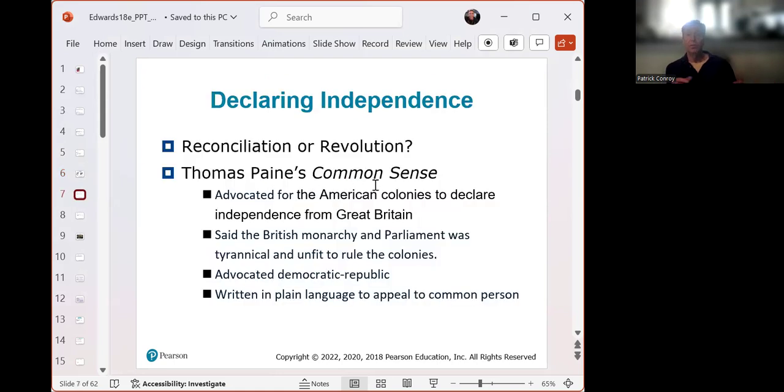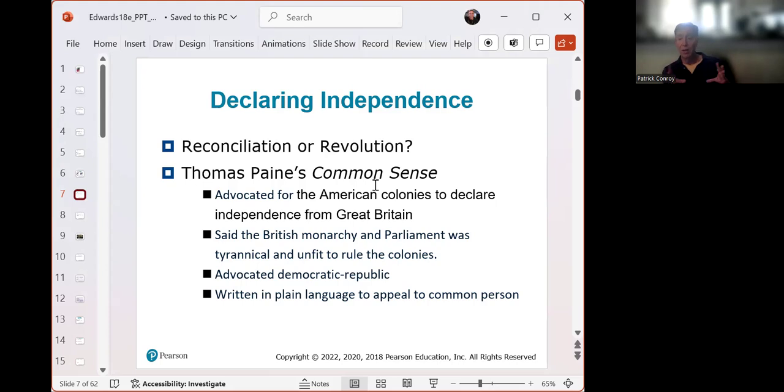So first, they were trying to sort out these issues, and then they started to think, maybe we should just break away. And in 1775, Thomas Paine wrote this pamphlet called Common Sense, and it took off like wildfire. And he advocated for the American colonies to declare independence from Great Britain.